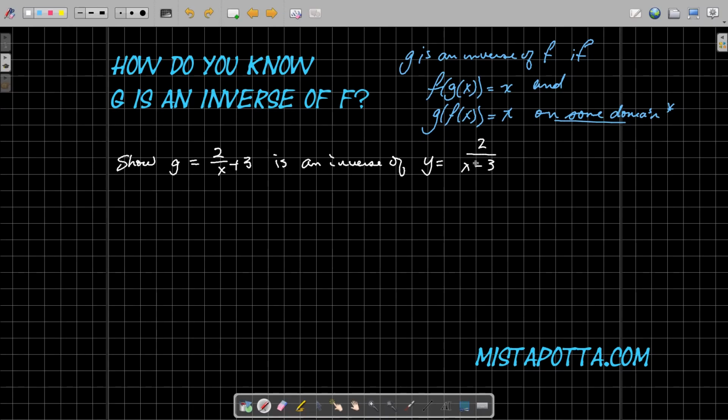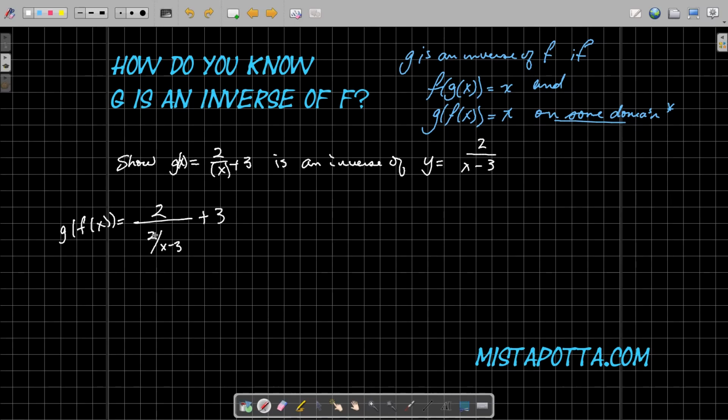So in other words, I want to prove that this is an inverse of this, which means everywhere that I see x, I want to replace x with this function. I want to find g of f of x. So I'm going to have 2 over my f of x plus 3. And my question is, this is g of f of x. Am I going to get an x out of this?